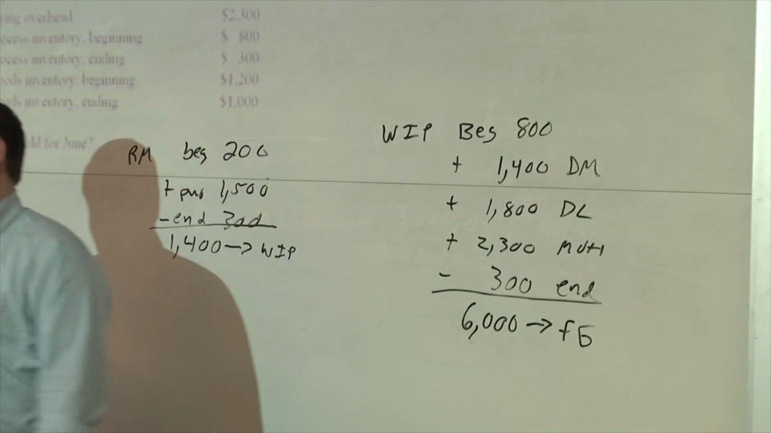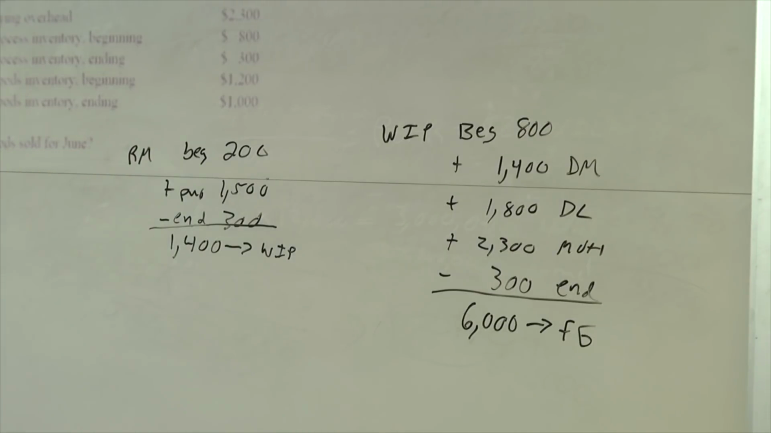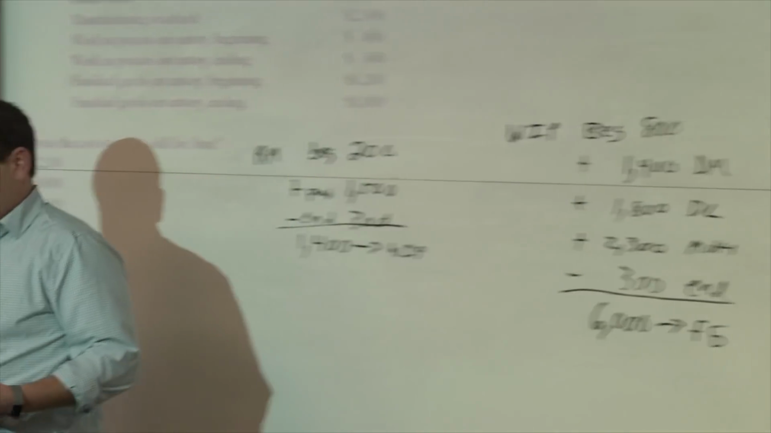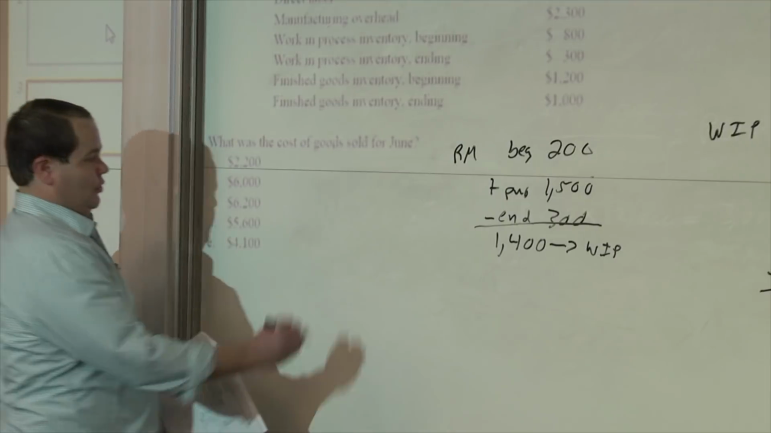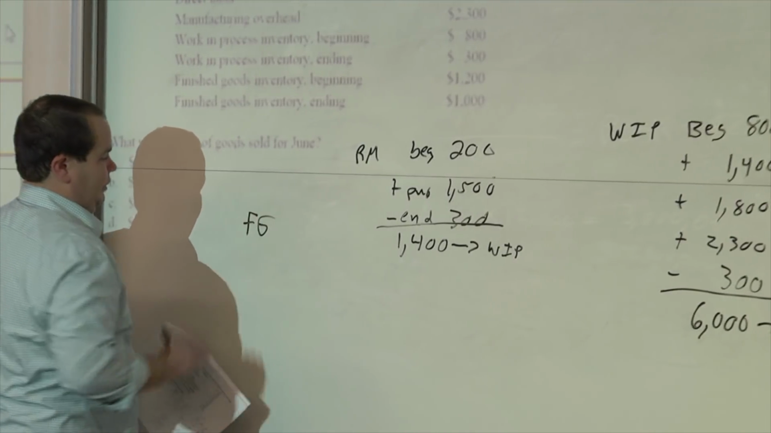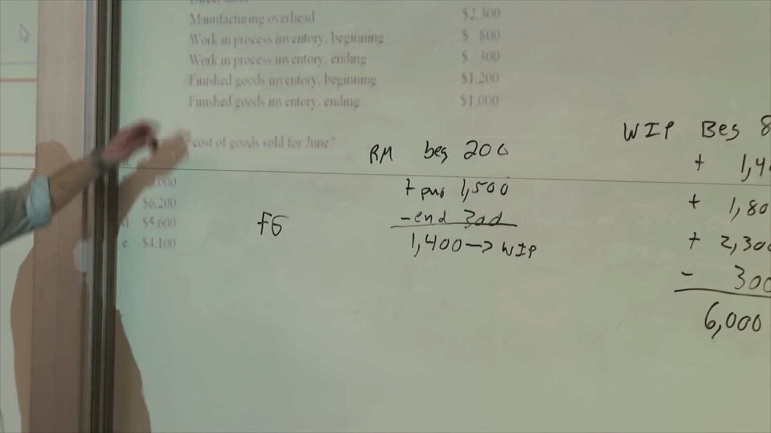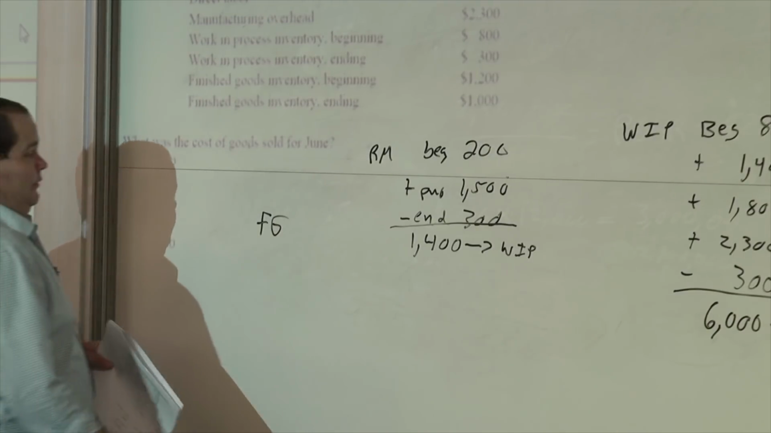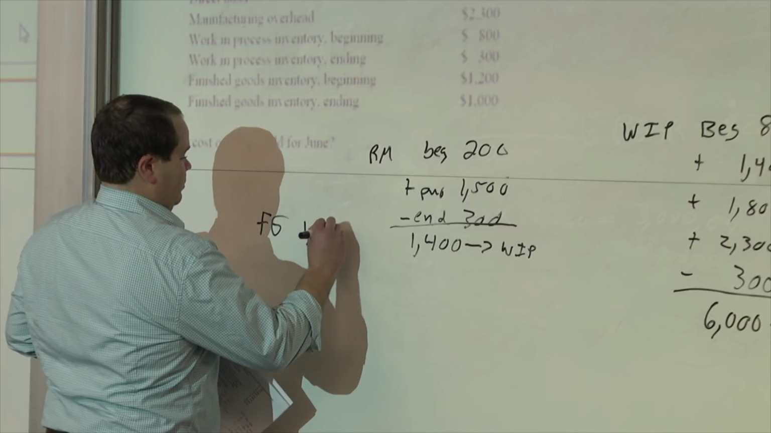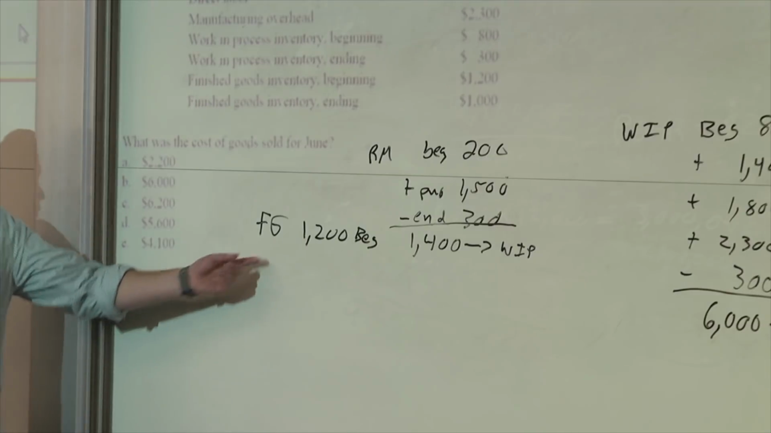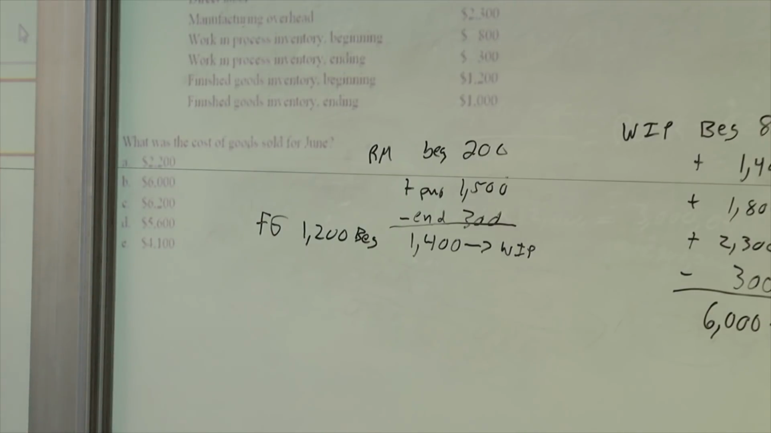Now remember, what are we ultimately looking for? Cost of goods sold. So we're not there yet. But now that we know how many new finished goods got created, we can use our finished goods equation. So here we are in finished goods. Same process, right? This is the third time we're doing it. We're beginning inventory, finished goods, 1,200. So finished goods, 1,200 is what we started with.